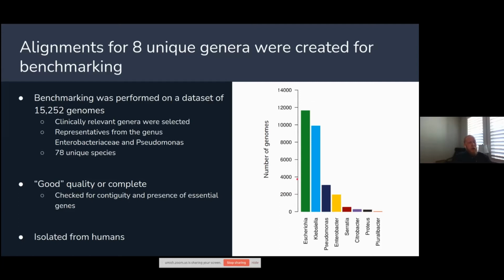There's a high degree of variability between the number of genomes that are available. Escherichia, for example, which includes E. coli, which includes human commensal bacteria as well as pathogenic variants, had nearly 12,000 genomes available. And then for genera that are less studied, Pluralibacter, for example, there were only 24 genomes available.